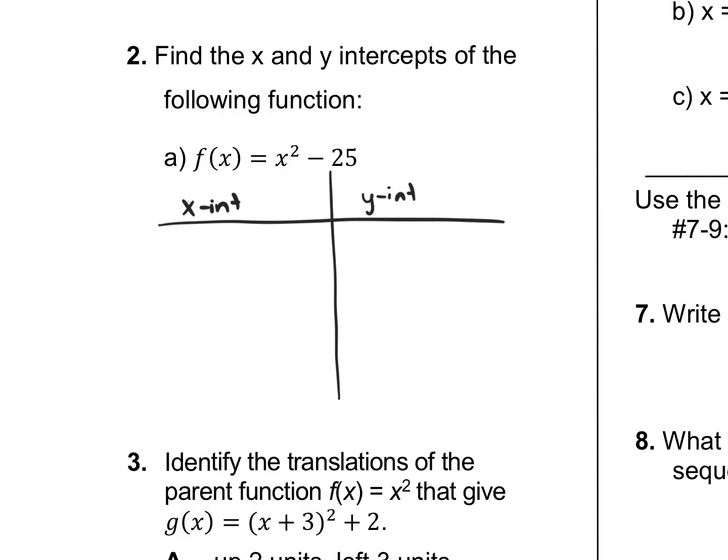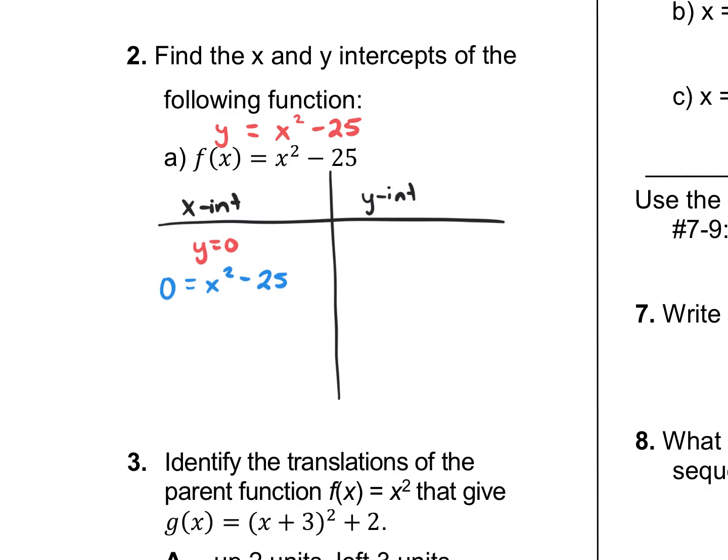What do we know about x-intercepts? What's always going to be true? Yeah, y equals 0. Okay, but I don't see a y here. F of x is y, right? So we can rewrite this as y equals x squared minus 25. So if I know y equals 0, what do I do with that? Plug it in for y. So this is going to turn into 0 equals x squared minus 25.